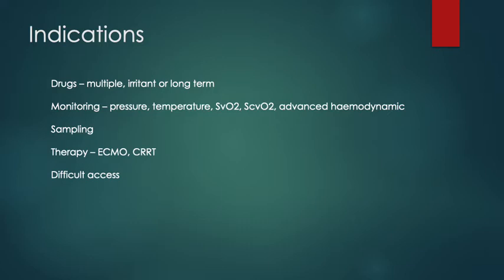Sampling, so blood sampling, which really does fit into the fifth indication there in terms of difficult access. And then therapeutic indications such as ECMO or renal replacement therapy.